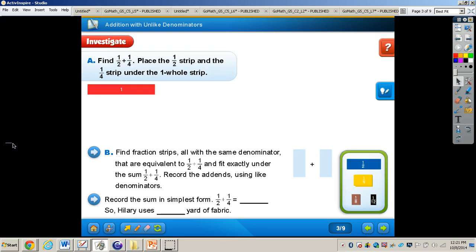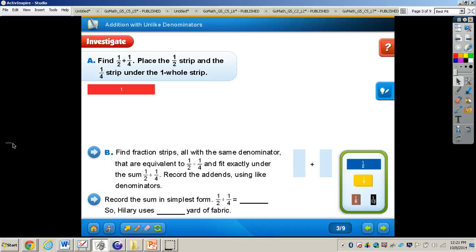First problem on page 243: Hillary is making a tote bag for her friend. She uses 1/2 yard of blue fabric and 1/4 yard of red fabric. How much fabric does Hillary use? You will need your fraction strips with you.